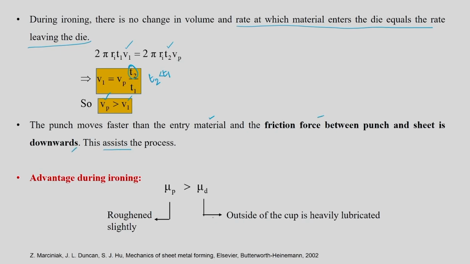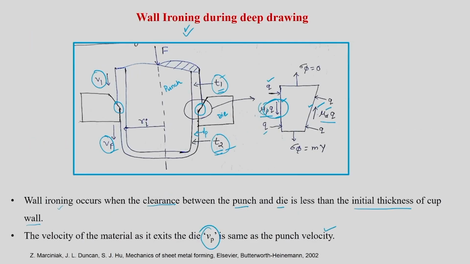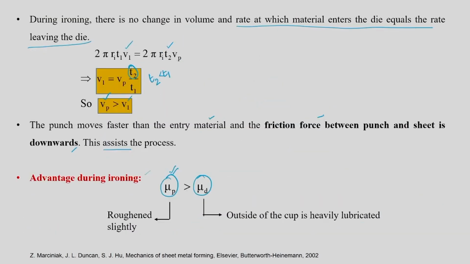So, what you need to do is take advantage during ironing if you want to pick up. Since you are on the punch side, your mu P into Q, that mu P is going to help you. So, this mu P has to be kept larger than mu D, because this is actually going to help us. The helping factor, the aiding factor, should be larger than the other one. So, mu P has to be kept larger than mu D. Generally what people do is they roughen the punch slightly, so that even if you put lubricant, there are chances of mu P being higher than mu D.